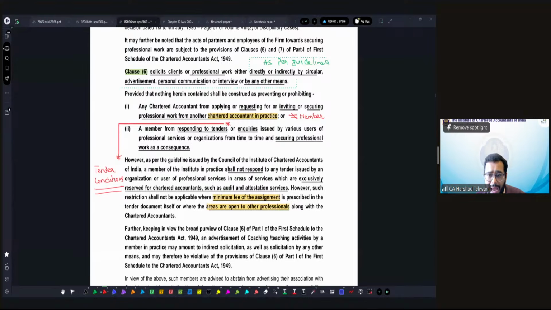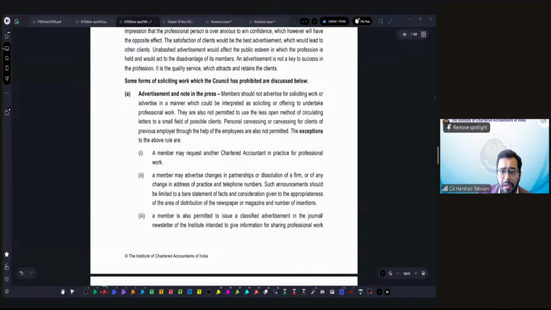So generally, advertisement for soliciting work or advertisement for soliciting clients is not permitted. Okay, so that's the general rule. Remember that the general rule says that members should not advertise for soliciting work or for getting the clients. Now the things which are permitted, what are permitted? One, you can request another chartered accountant for professional work. That will not be counted as an advertisement. Okay, so these are kind of exceptions. So if you request another chartered accountant, fine.